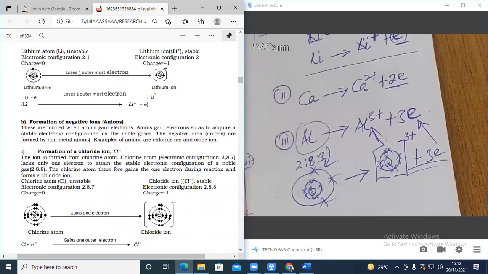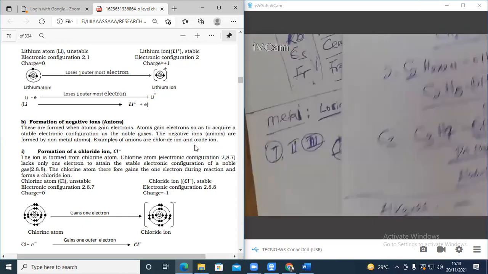Now let's look at the formation of negative ions. Negative ions are formed when atoms gain electrons, so that they acquire a stable electronic configuration like the noble gas. The negative ions, or anions, are formed by non-metals mostly. Examples are the chloride ion and the oxide ion.